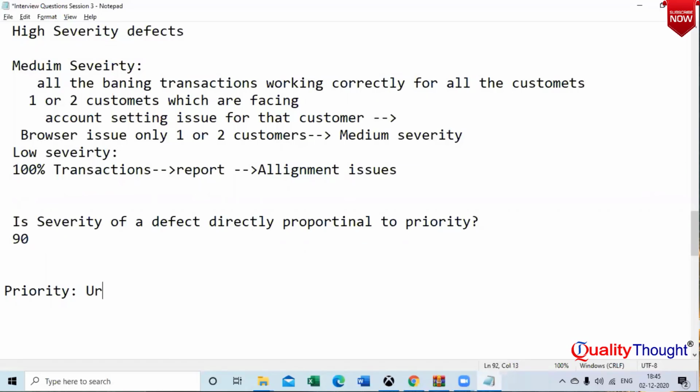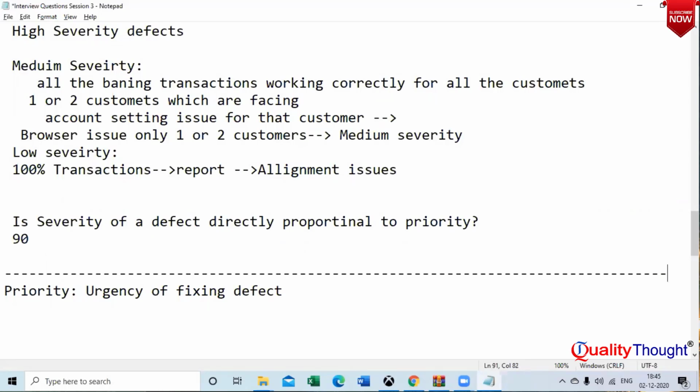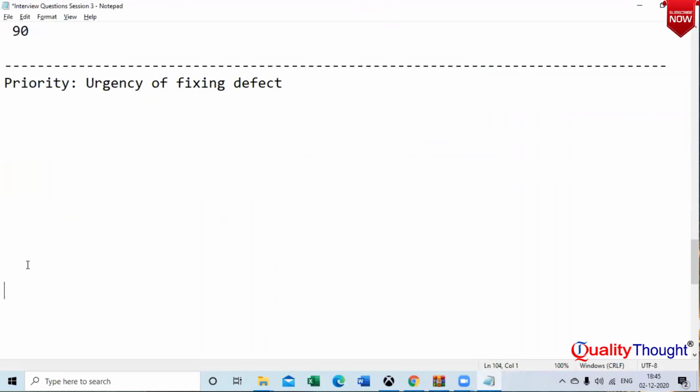Priority means urgency of fixing the defect. Priority is nothing but urgency of fixing the defect. Or you can call it the order of fixing the defect.